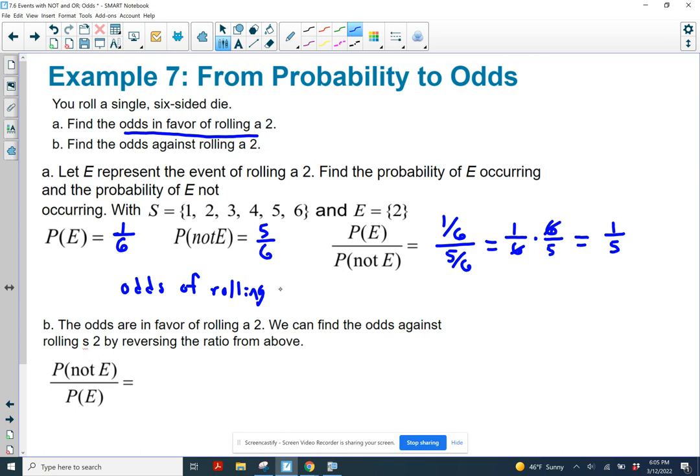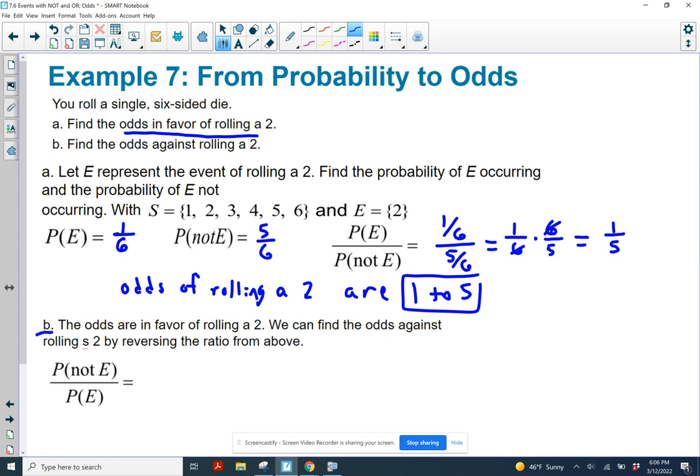Odds in favor of rolling a 2 would be 1 to 5. We often write it as 1 to 5. So our odds are 1 to 5. Okay? The odds in favor of rolling a 2 are 1 to 5.